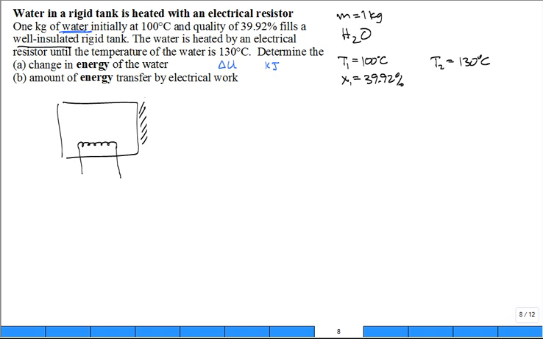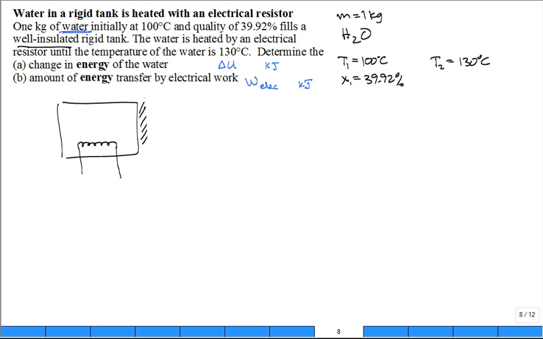How would I solve for the change in the internal energy of the water? How would I do it? Not really, because we don't know anything about W yet. And if you look, part B says what the amount of energy transferred by electrical work. This is W electric in units of kilojoules. We're going to have to calculate that for part B.